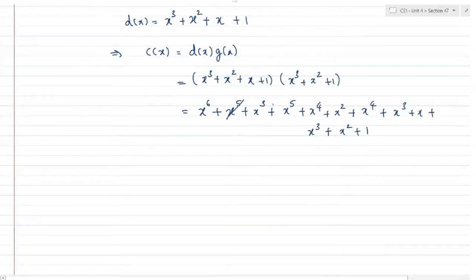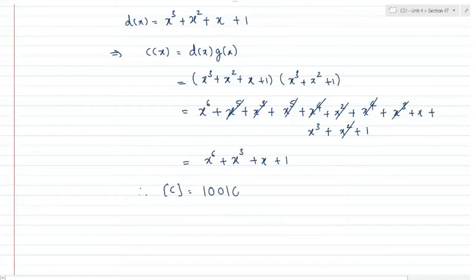x power 5 occurs twice, so I can cancel it. x power 4 also gets cancelled. There are 3 x cubed terms, so only 2 of them get cancelled, and x squared occurs twice, so it cancels. The resultant is x power 6 plus x power 3 plus x plus 1. Therefore this code word would be 1 0 0 1 0 1 1: x power 6 is 1, 5 and 4 are 0, 3 is 1, 2 is 0, x power 1 is there, and x power 0 is also there.